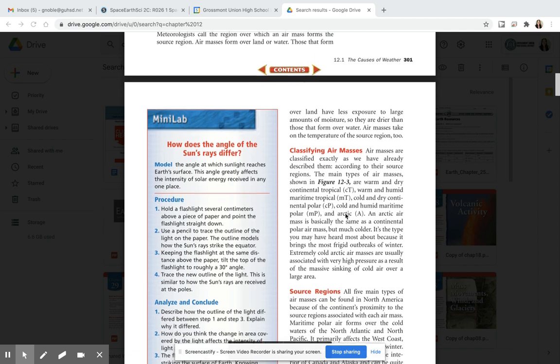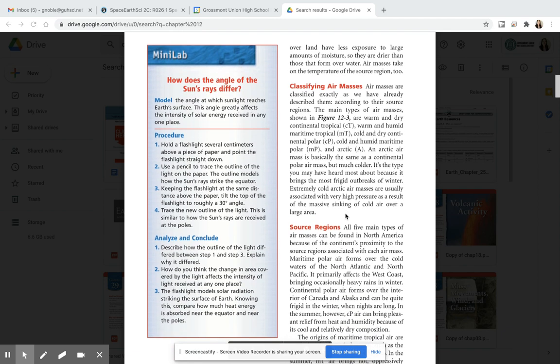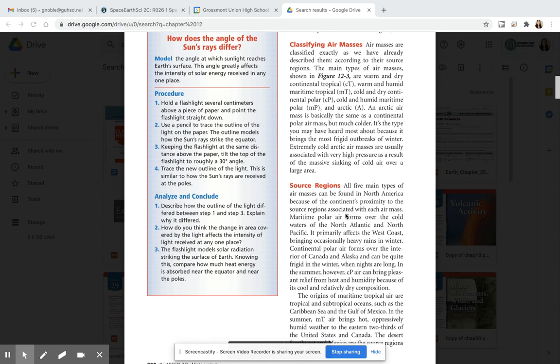Air masses form over land or water. Those that form over land have less exposure to large amounts of moisture, so they are drier than those that form over water. Air masses take on the temperatures of the source region too. Classifying air masses: air masses are classified exactly as we have already described them, according to their source regions. The main types of air masses shown in Figure 12.3 are warm and dry continental tropical, cT, warm and humid maritime tropical, mT, cold and dry continental polar, cP, cold and humid maritime polar, mP, and Arctic.